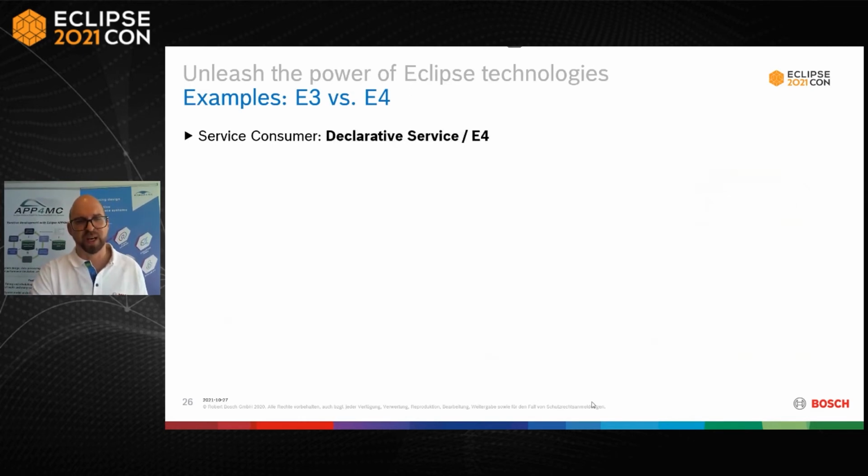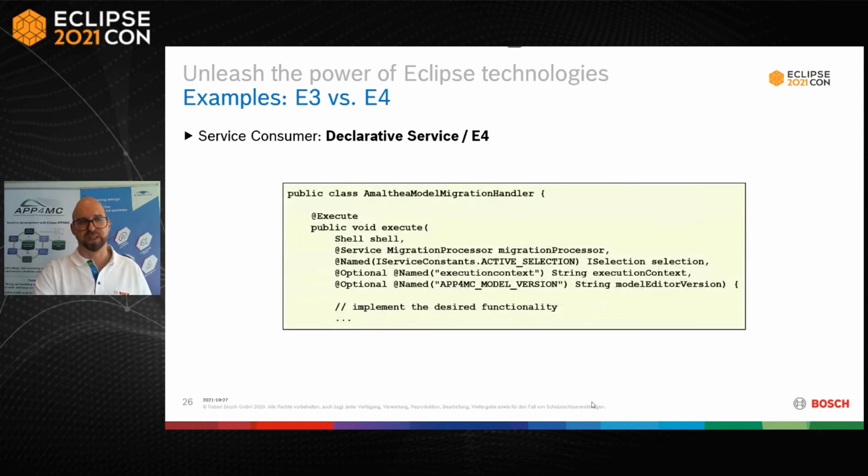Sorry. Okay. So the service consumer with declarative services and E4 is actually looking like this. You have a POJO class named MigrationHandler, and we get injected the MigrationProcessor, which is our service, and we have the APPAMC model version, which is the version that's supported by the model editor. We simply get it injected. There is no searching, no programmatic stuff needed here.